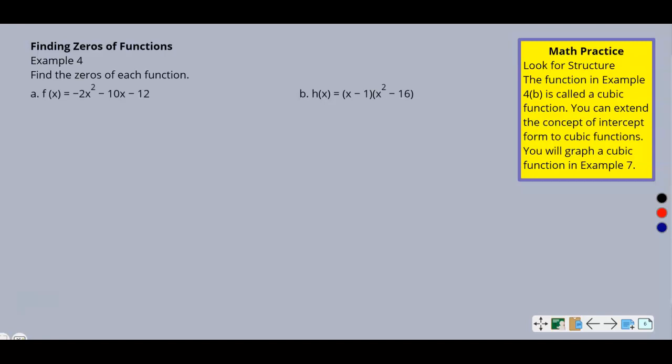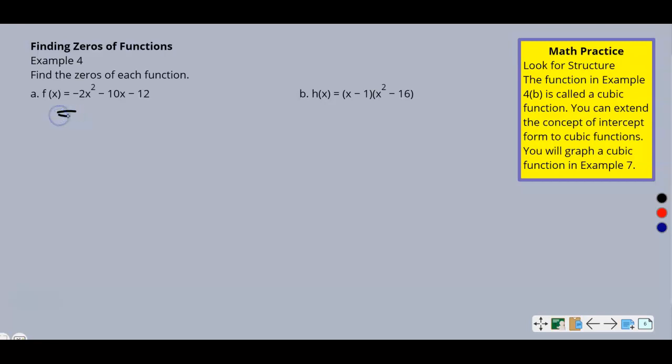All right, we are continuing the lesson on using intercept form, sometimes called factored form, and we're going to look at example 4. So this is the second video. Find the zeros of each function. F of x equals negative 2 times x squared minus 10x minus 12. What do you notice? Well, hopefully you noticed that each one of those is divisible by negative 2.